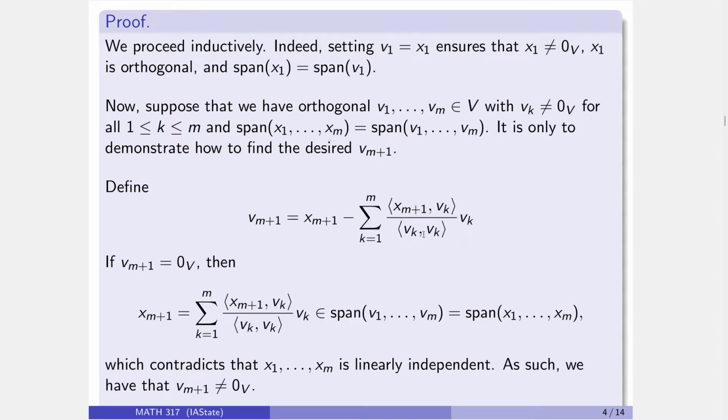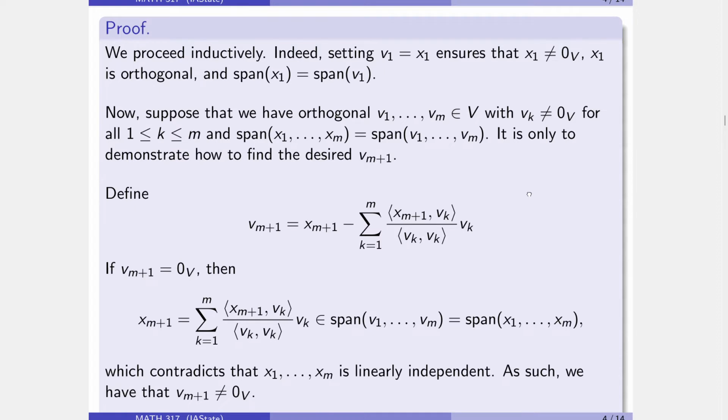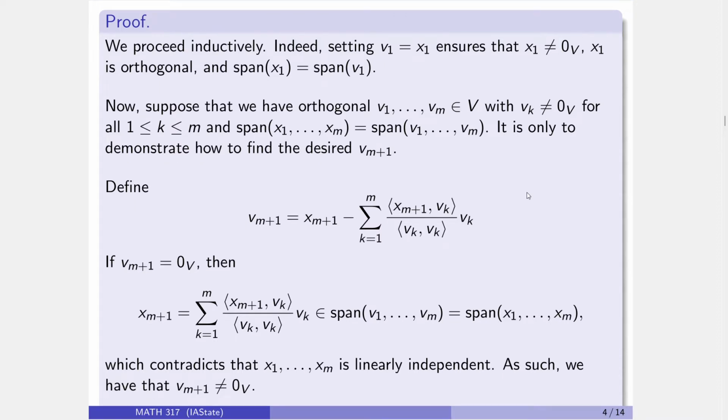Alright, so here is how you actually create v_{m+1}. You take x_{m+1}, and then you subtract this off. Now, why do I subtract this off? Well, it works. That might be a very unsatisfying answer. But there is reason to subtract this specific thing. Like I said, in a moment you're going to see this is exactly the right thing.